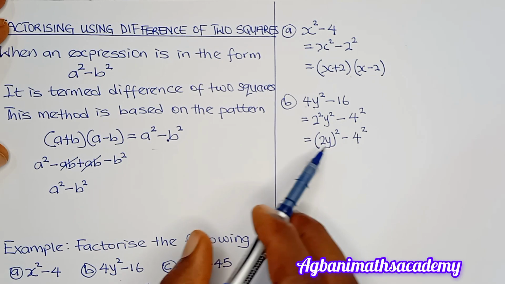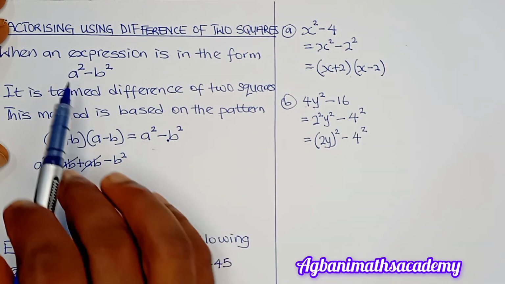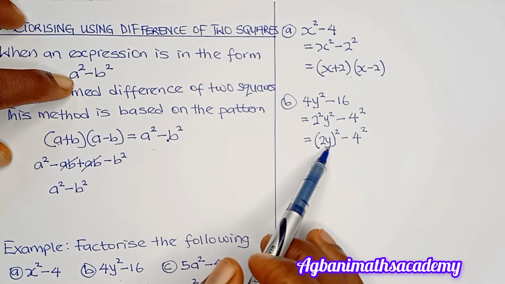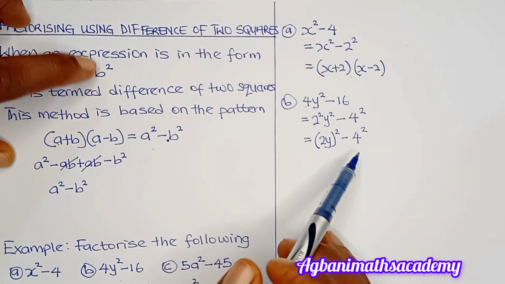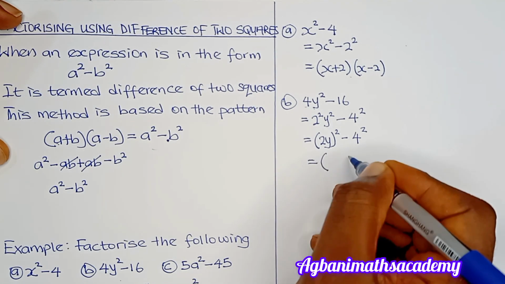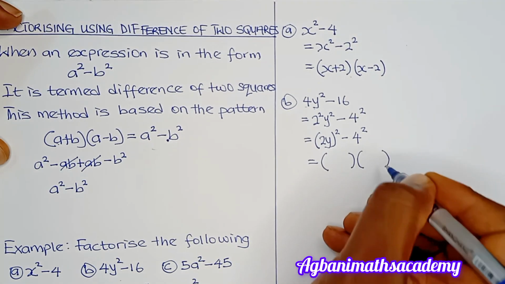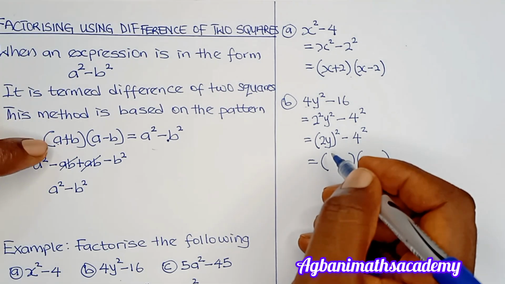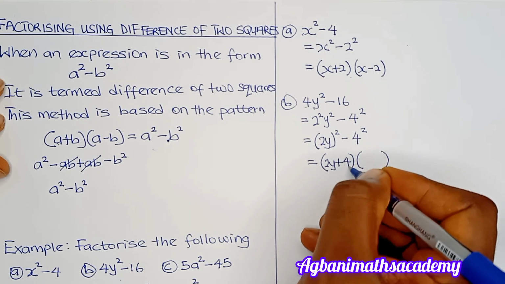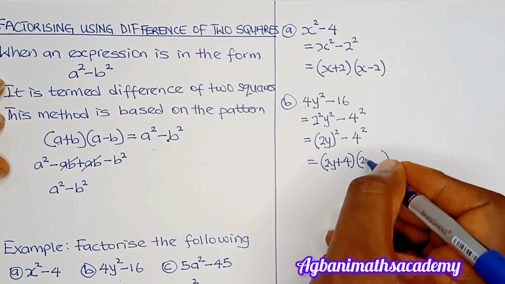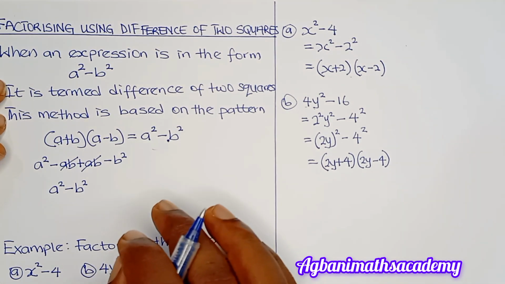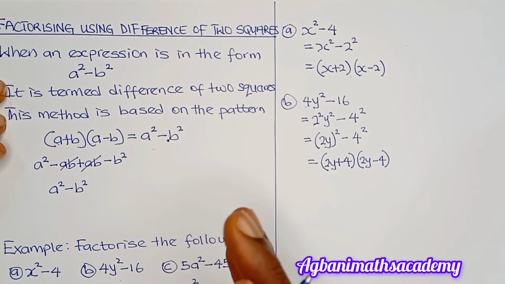So let's compare this to this. So we have a squared, we have (2y) squared. So the equivalent of A is 2y, and the equivalent of B is 4. So now we can factorize using difference of two squares. So we open two brackets. In the first, instead of having A, we're going to have 2y plus our B, which is 4. And in the second bracket, we are going to have 2y minus 4. And that's all. So we have been able to factorize using difference of two squares.